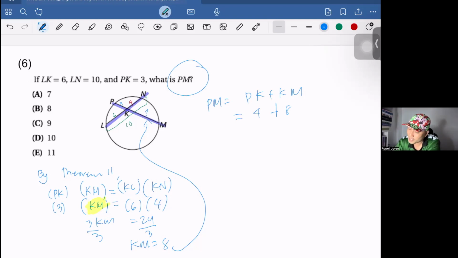How long? PK is 3. Yes, PK is 3. That's not 4. This is 3. PK is 3, right? So 3 plus 8, how long is PM now? Our final answer is 11. Therefore, what is the answer? Option E. That's the final answer.